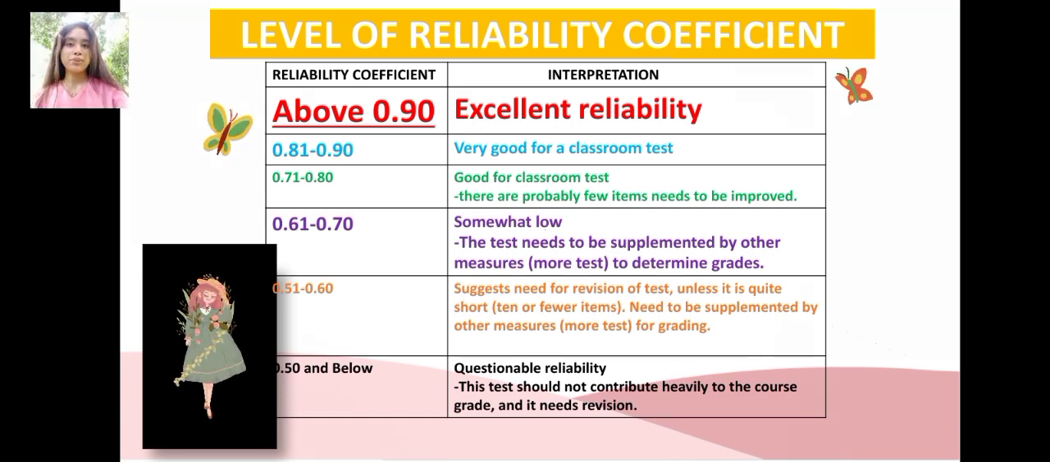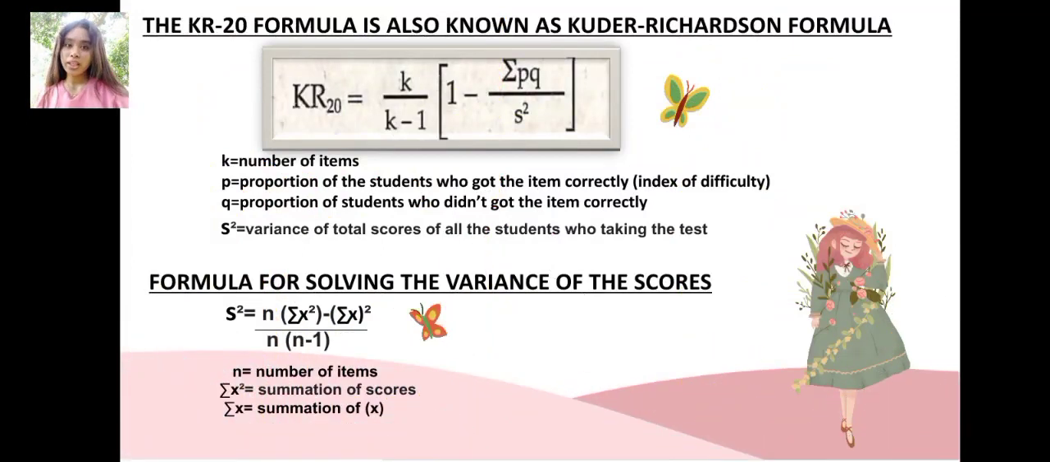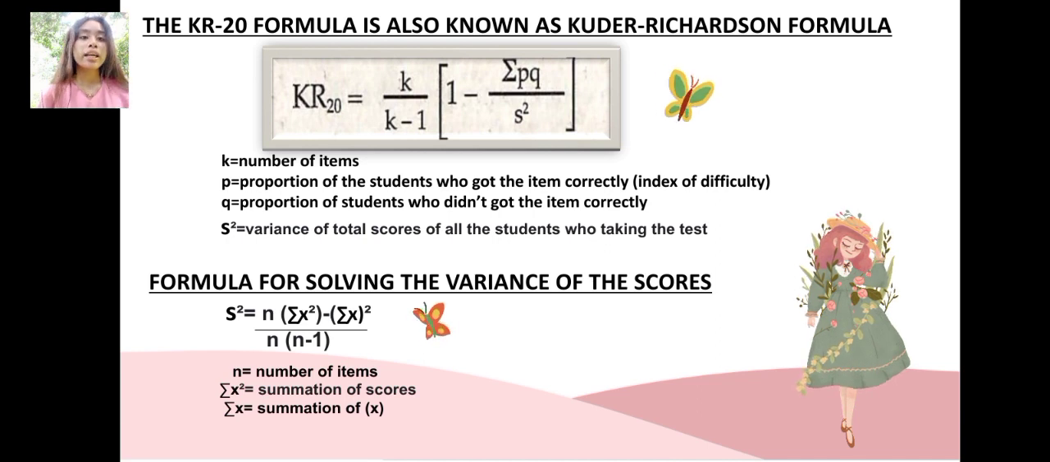Okay, so let's proceed to the KR20 formula, also known as the Kuder-Richardson 20 formula. So the KR20 formula is equal to K, the number of items, over K minus 1, times the open big bracket, then 1 minus. Then let's first emphasize the numerator of the fraction. So we have the summation of PQ over the variance.